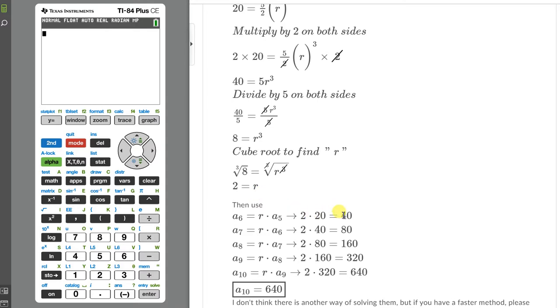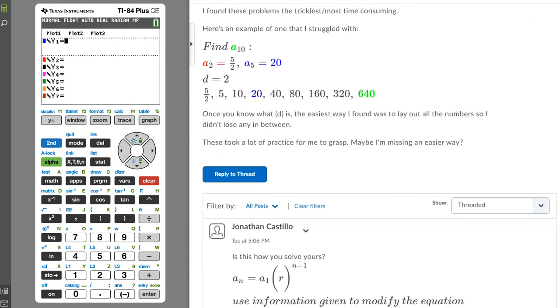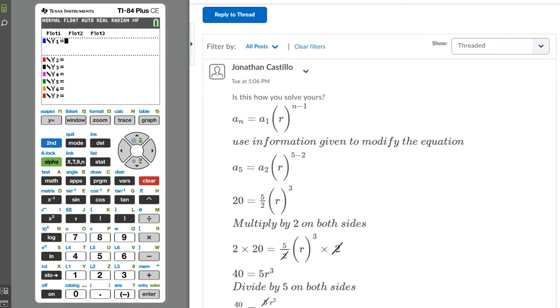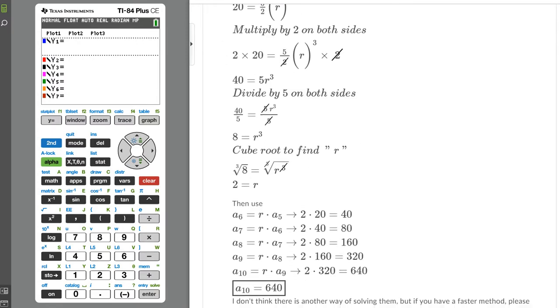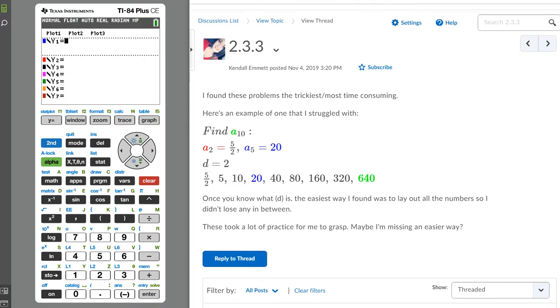So now the question is, what's a fast way to generate the 10th term? A fast way to do it is actually in your calculator. What I can do is just go to y equals, clear out any function I have in there, and put in the formula that we found. The ratio is 2. Let's see, did we write out the formula here? Anyway, the formula, the ratio is 2.